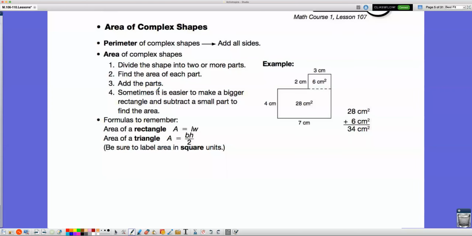Hello, this is Saxon Math, Course 1, Lesson 107. It's called Area of Complex Shapes.